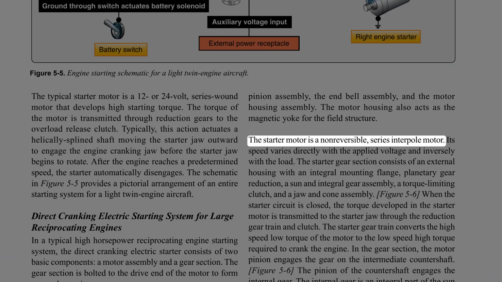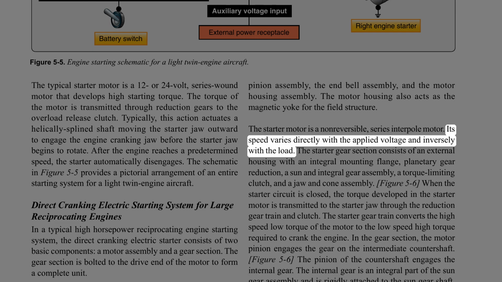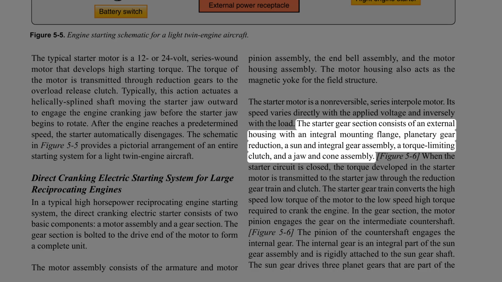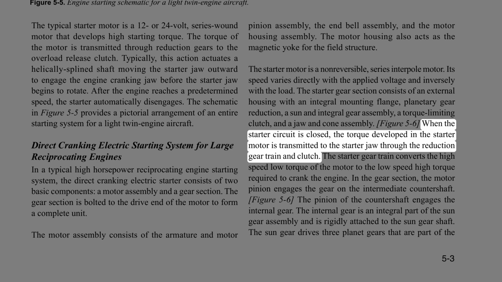The starter motor is a non-reversible, series interpole motor. Its speed varies directly with the applied voltage and inversely with the load. The starter gear section consists of an external housing with an integral mounting flange, planetary gear reduction, a sun and integral gear assembly, a torque limiting clutch, and a jaw and cone assembly. When the starter circuit is closed, the torque developed in the starter motor is transmitted to the starter jaw through the reduction gear train and clutch.